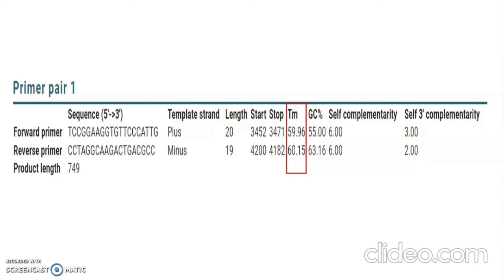The primer should have an ideal temperature of about 50 to 60, and it's very important to check that your primer doesn't have dinucleotide repeats or more of one base. Also make sure it doesn't form self-dimer or primer dimer.